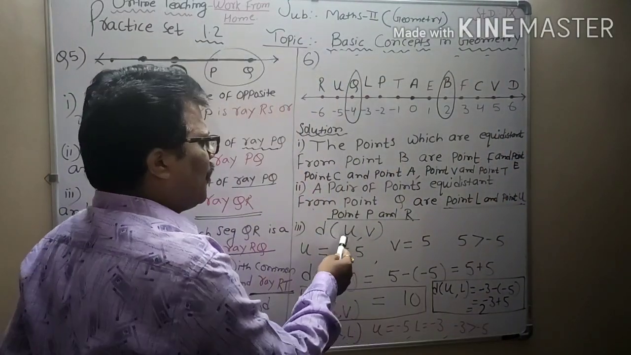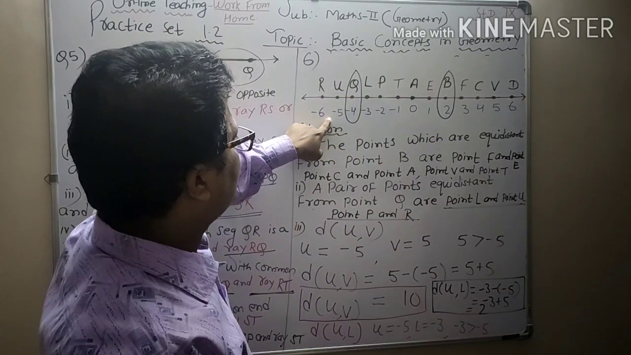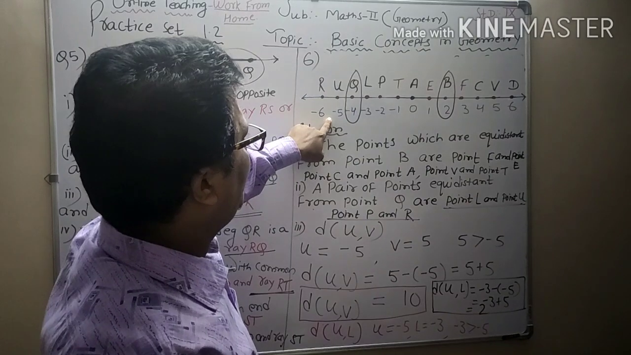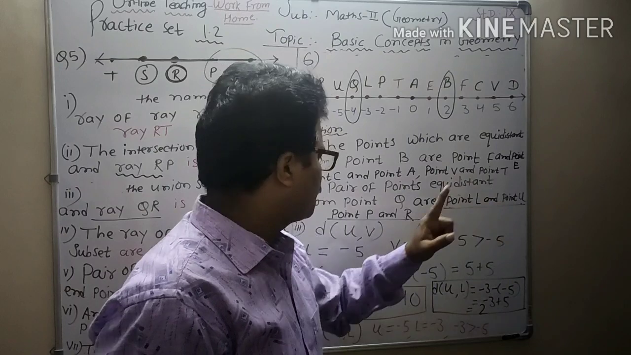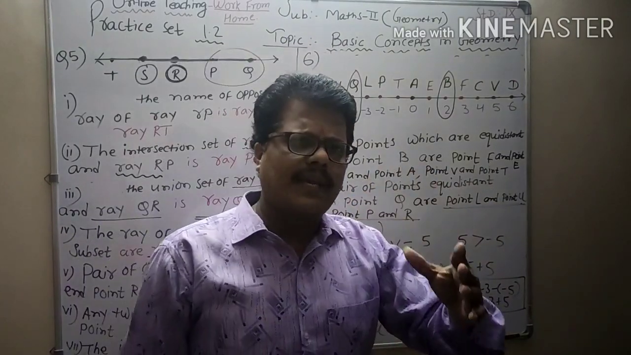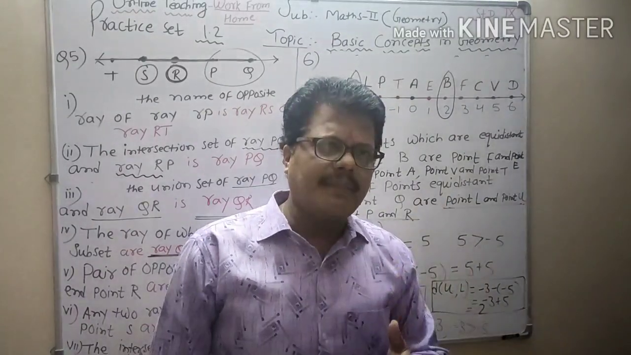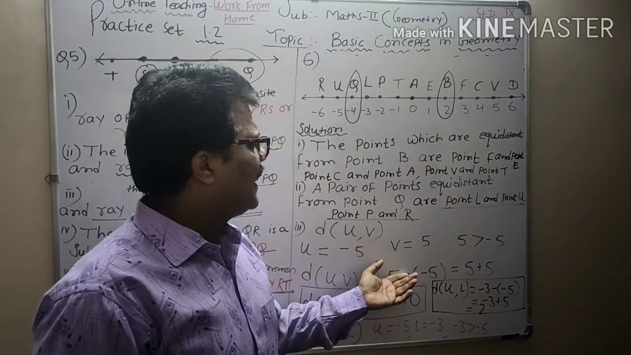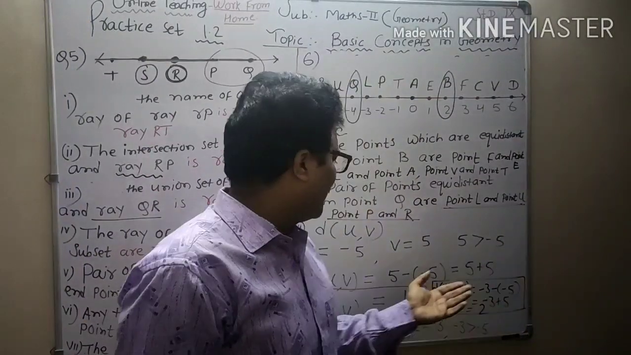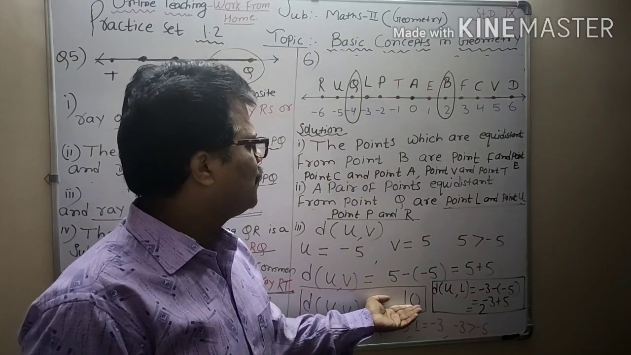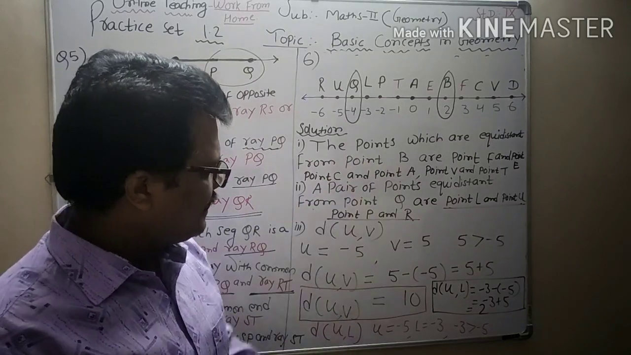So let us see the two points U and V. The coordinate of point U, find from here, is -5. The coordinate of point V from here is +5. Definitely +5 is greater than -5. Apply the distance formula: bigger coordinate minus smaller coordinate. 5 minus of -5. Double minus, minus into minus becomes plus. 5 plus 5, the answer comes as distance UV equals 10, or you can simply mention it as 10 units.